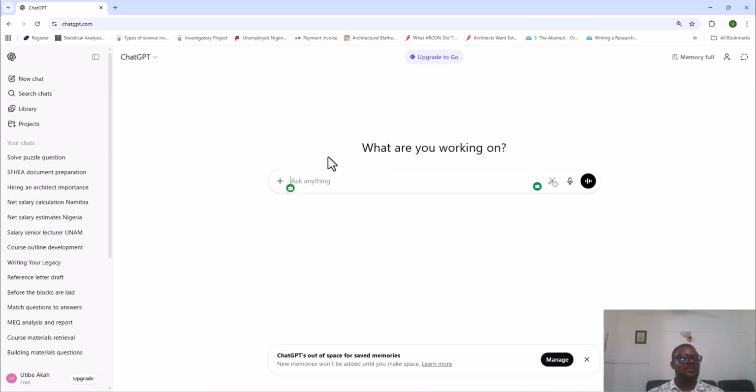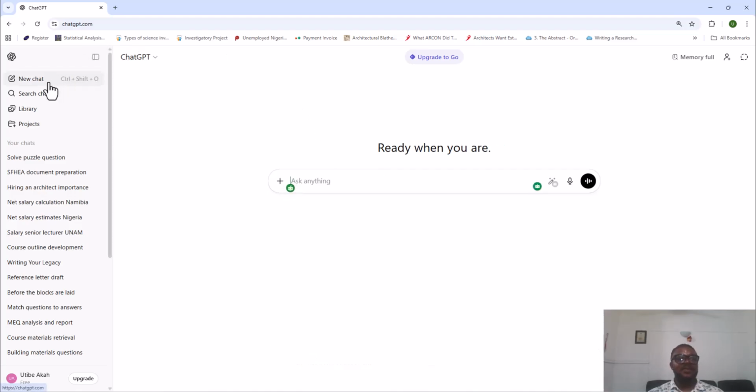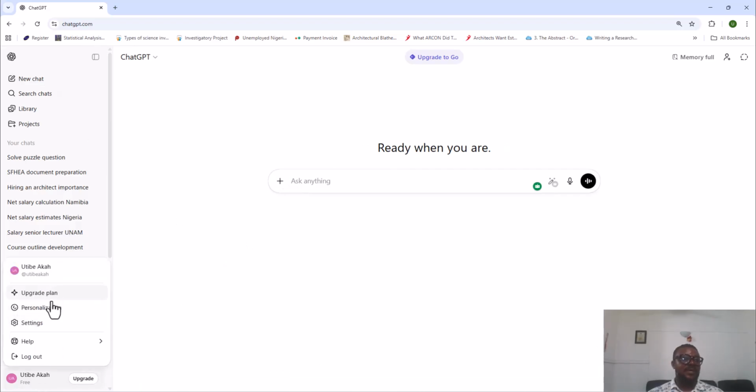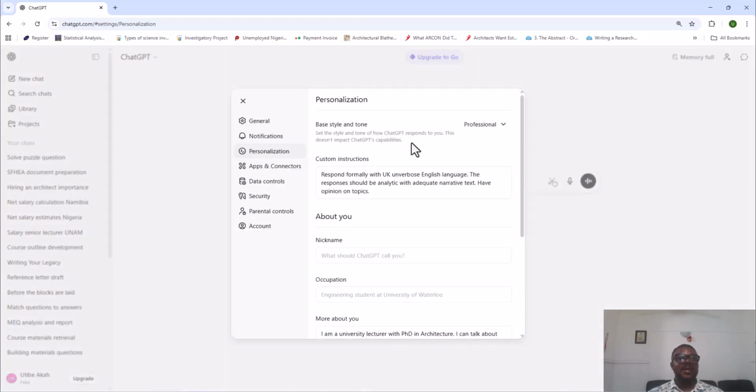Okay, so now this is actually a new chat that we're going to open, but for the sake of some persons, let me just show you briefly. You personalize. When you come to personalize, you tell your AI how to behave. What I told mine is to respond formally in UK English, unverbose. So the responses should be analytic and in adequate narrative text. You should have opinion on topics. Okay, so that is that.